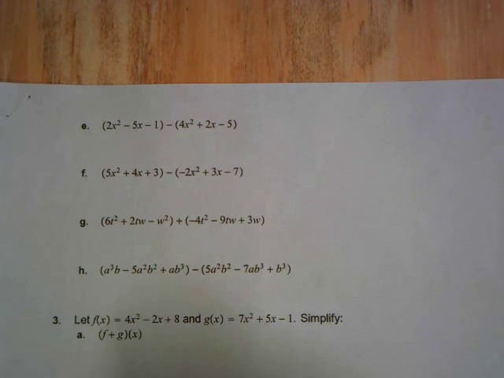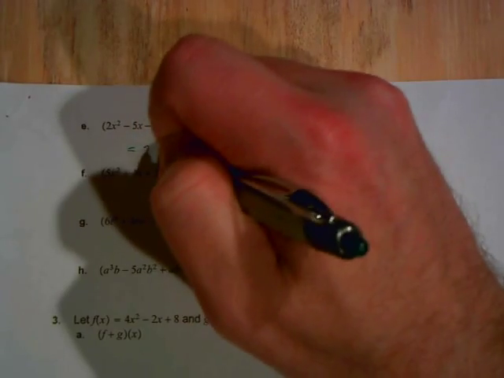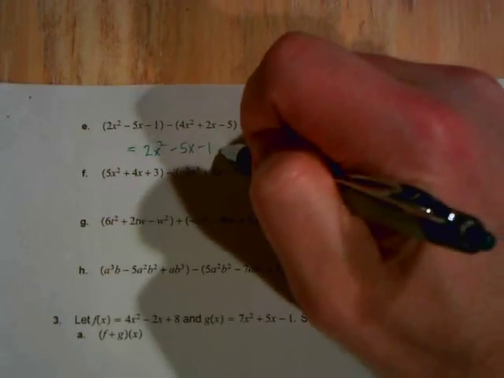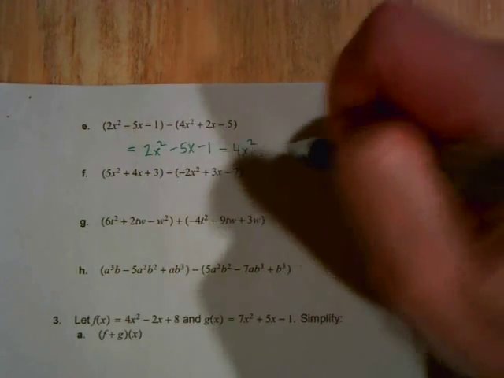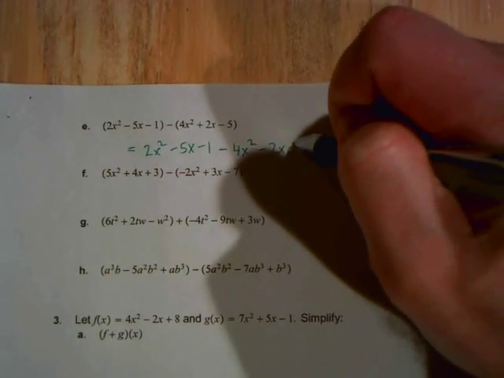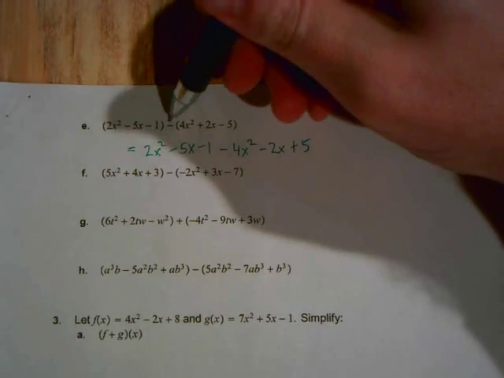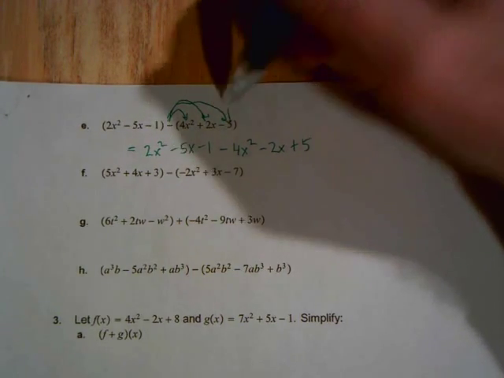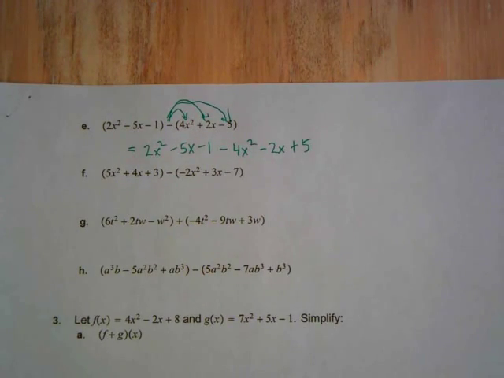Okay? What I want to see is 2x squared minus 5x minus 1 minus 4x squared minus 2x plus 5. What I did is I took this minus sign and I distributed it. And if you take the minus sign and you distribute it first, your chances of screwing up your minus signs are much, much less. So I really want to see this. If you don't show this work and you mess up a minus sign, I'm not going to give you any credit, because I'm telling you right now, many, many students will get it wrong.